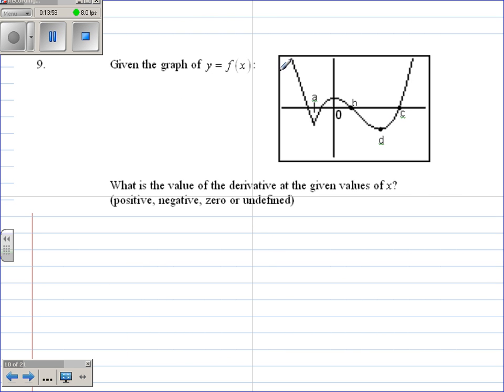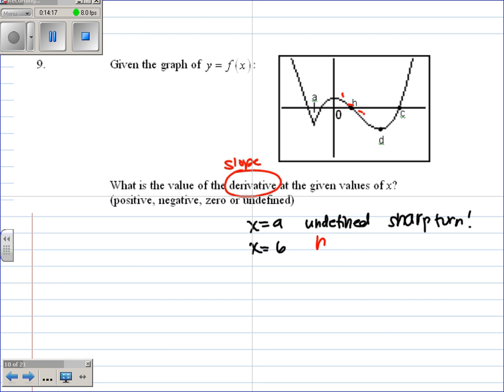Alright, given the graph of f of x, what is the value of the derivative? Okay, at x equals a, undefined, because it's a sharp turn. You can't take the derivative at a sharp turn. At x equals b, the derivative is the slope. Remember, slope. So at x equals b, the slope is negative. At x equals d, the slope is 0. At x equals c, the slope is positive.